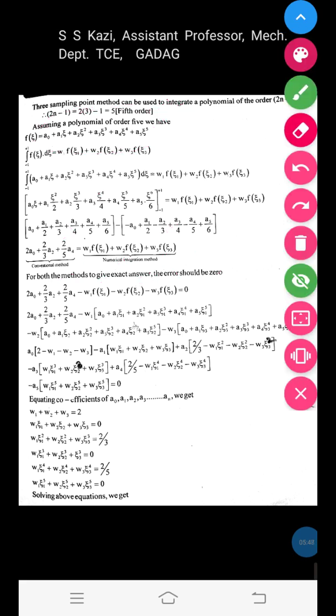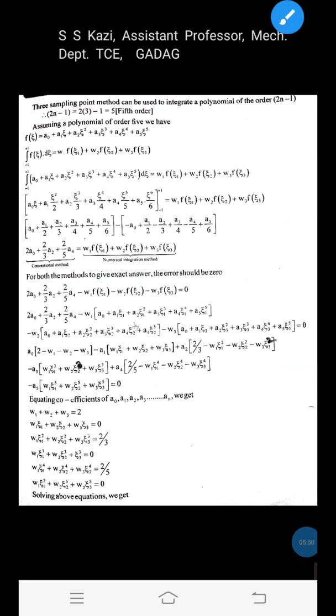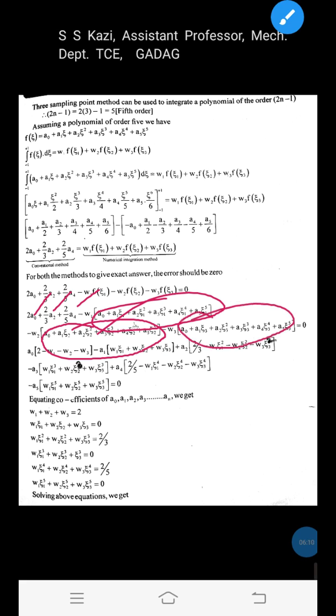Okay, now write all the equations. 2a0 plus 2 by 3 a2 plus 2 by 5 a4 minus w1 into f of zeta 1. You replace zeta by zeta 1 in the fifth order polynomial. Next, minus w2 into replace zeta by zeta 2 in the fifth order polynomial. Minus w3 into write f of zeta 3, that is replace zeta by zeta 3 in the fifth order polynomial and equate it to 0.